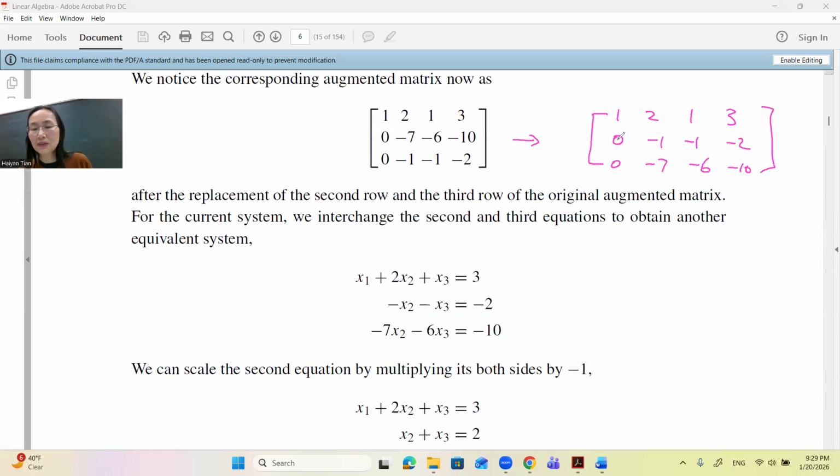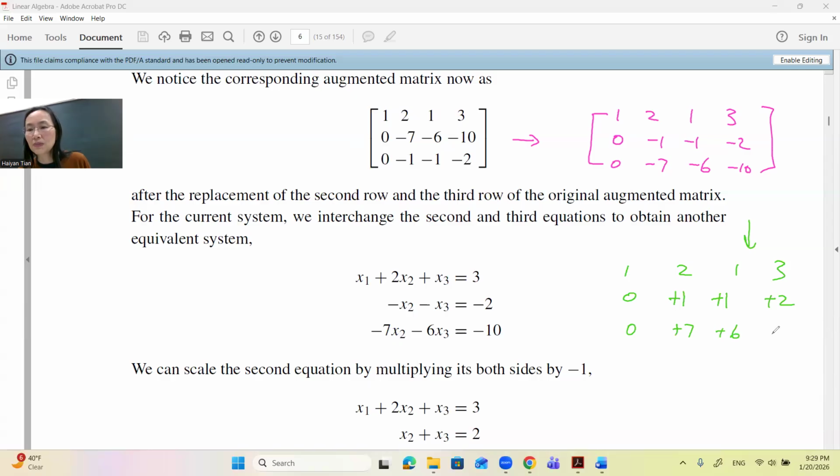So 0 times -1 is still 0, right? The second row will be 0, then the next one times -1 will be positive, and then positive 2. The second row will become this. The first row will be the same as before. We don't do anything. The third row is the same as before. But you can also do scaling if you want. You can multiply it by -1. So you can do this if you want.